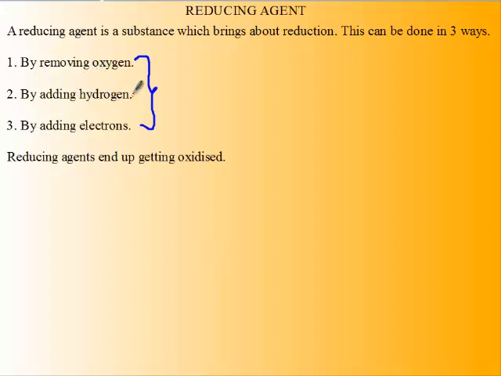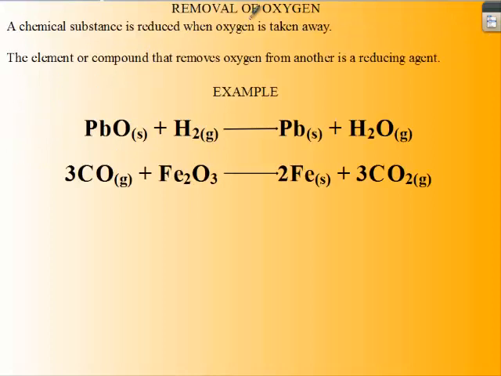Now I'm going to take these one after the other so that we see some examples of how these take place. The first one is removal of oxygen. A chemical substance is reduced when oxygen is taken away. It is oxidized when oxygen is added, but reduced when oxygen is taken away. So any substance that takes away oxygen from another is a reducing agent. So the element or compound that removes oxygen from another is a reducing agent.